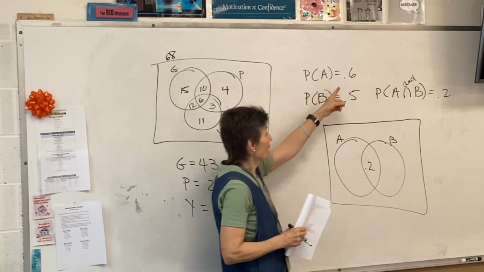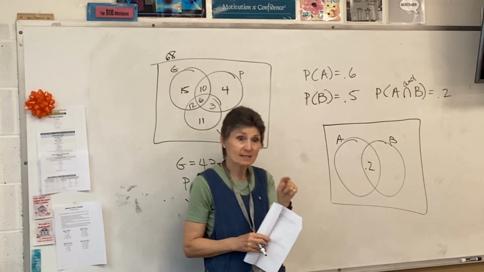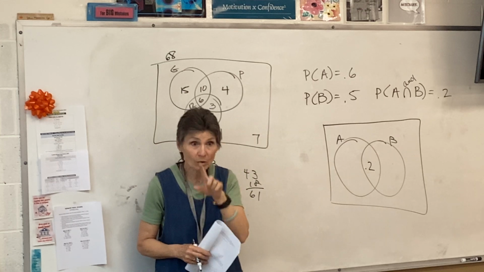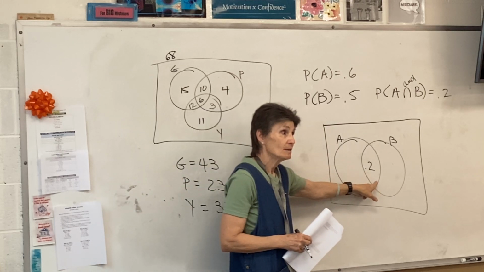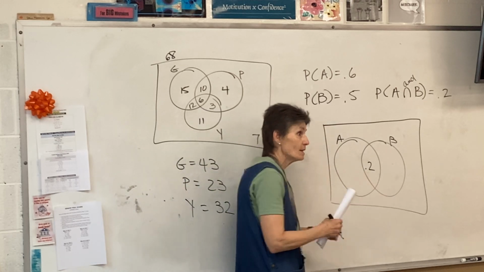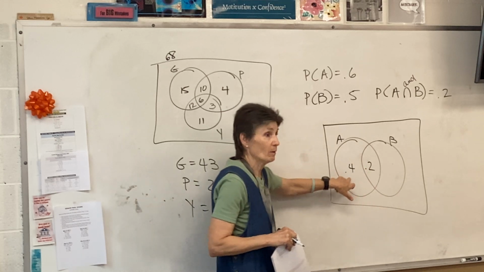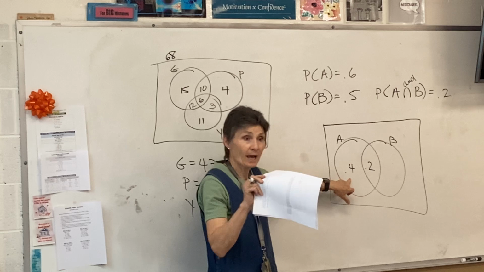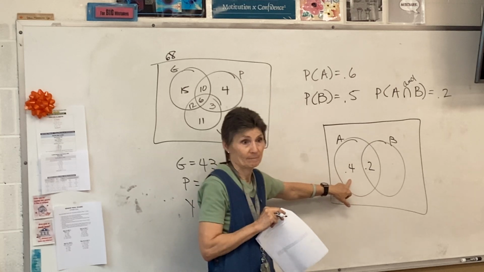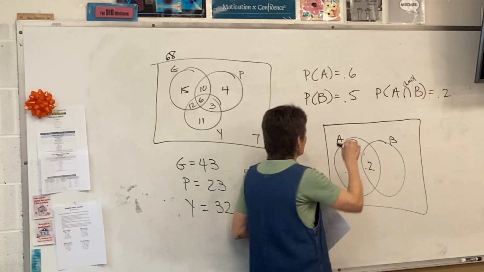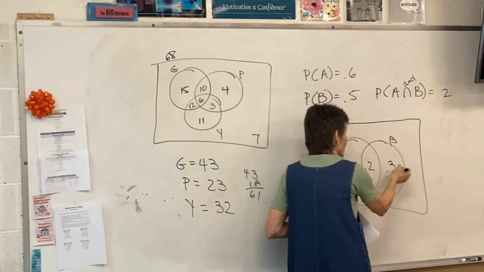Now, why don't I put the 0.6 in? Because the 0.6 is the whole circle, and I already have 0.2 of it accounted for, so this would be 0.4. What are those people? Those are the ones that like apples, but they don't like bananas. Alright, if the whole banana ball is 0.5, this is 0.3.